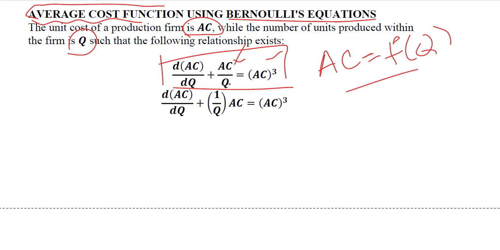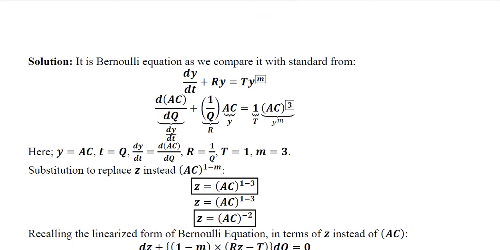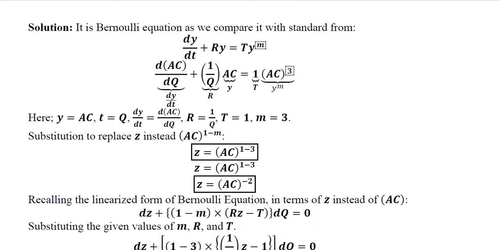We are writing it in such a way that it makes it clear for us to understand that this is AC and this is also the AC. So AC is basically behaving like Y here. The dependent variable is right now AC. So this is now comparable with the Bernoulli's equation. We can easily compare it because we can see this 3 here as the power.